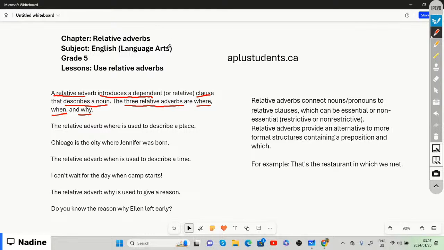And when it comes to the relative adverb where, right? The relative adverb where is used to describe a place. For example, Chicago is the city where Jennifer was born. So where? Chicago.